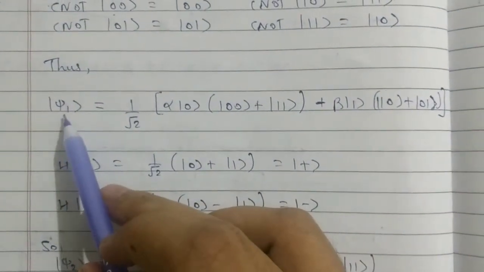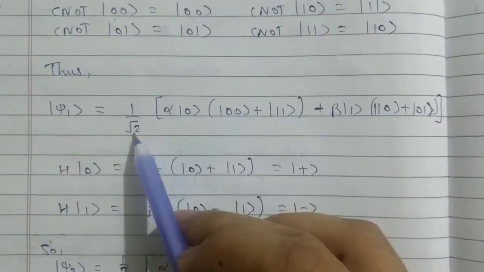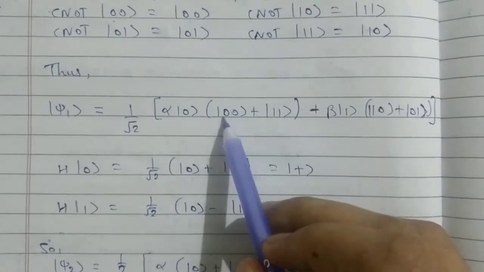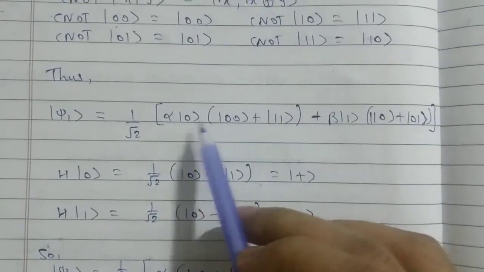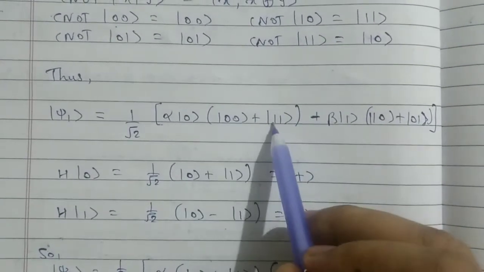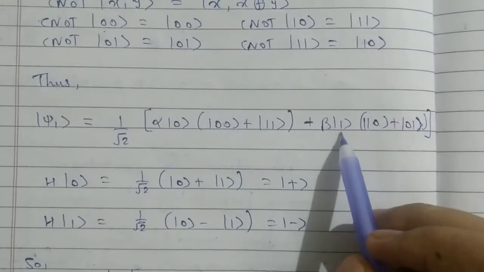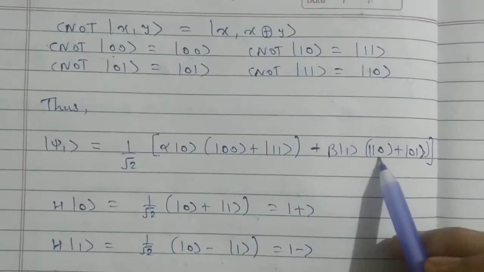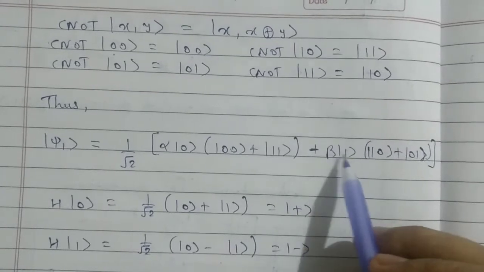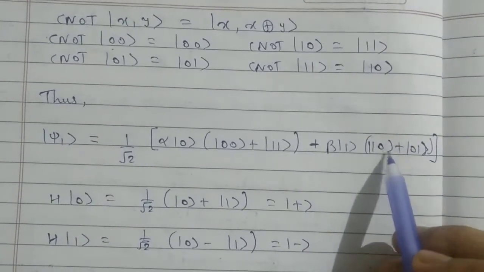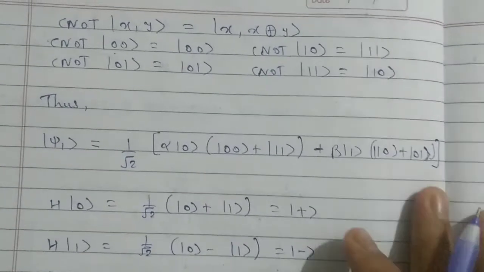If we apply the CNOT gate on the first qubit and the second qubit, we will get the following result. So psi 1 can be written as 1 by root 2 alpha. Here the first qubit is 0, so the second qubit will be as it is. So 00 and 11. Now at the first qubit here it is 1, so the second qubit will be inverted. So this is beta 1 tensor product (10 plus 01).